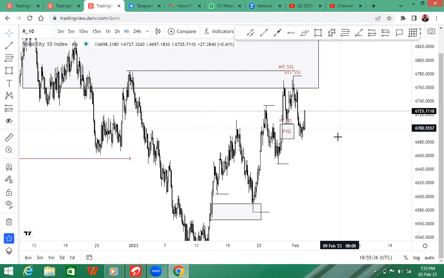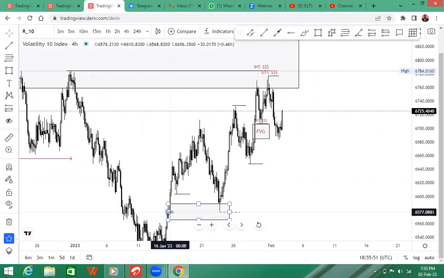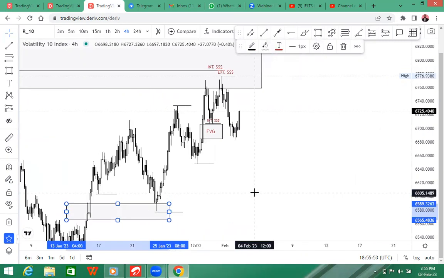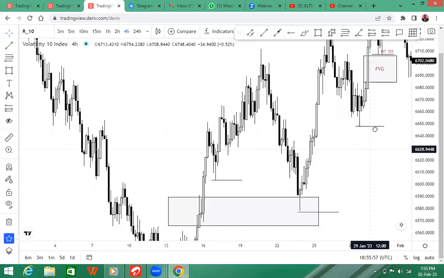Yes, once price has taken internal liquidity, most of the times, I don't want to call a percentage, it will fill the fair value gap and tap the order block. Check. This was the fair value gap completely filled, and then there was a tap. Let me open it. My system battery is running down.